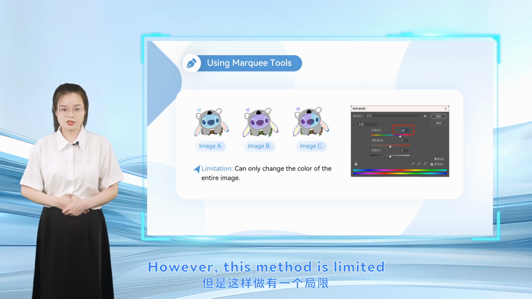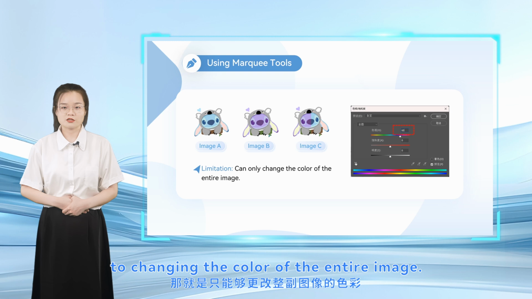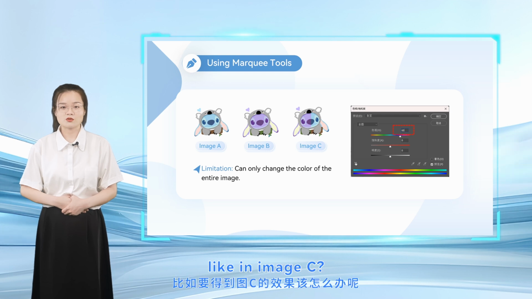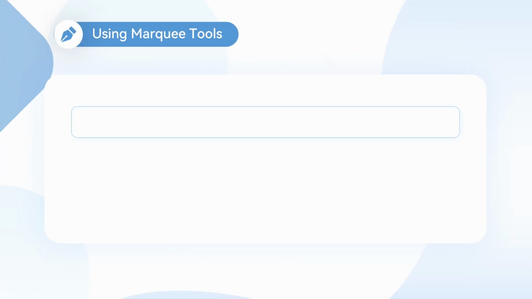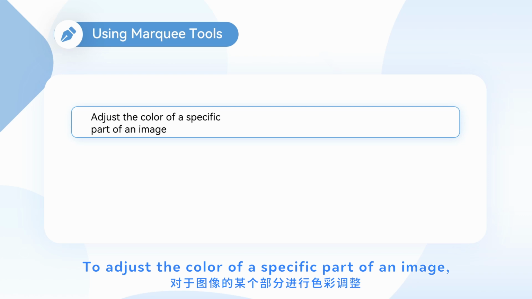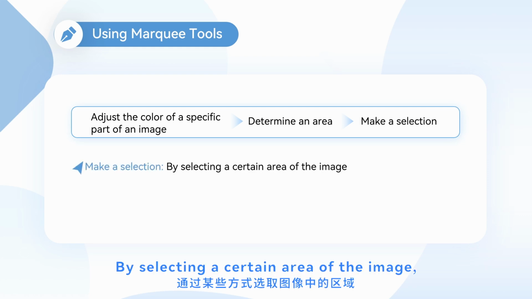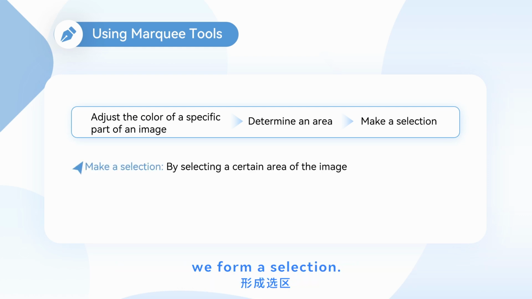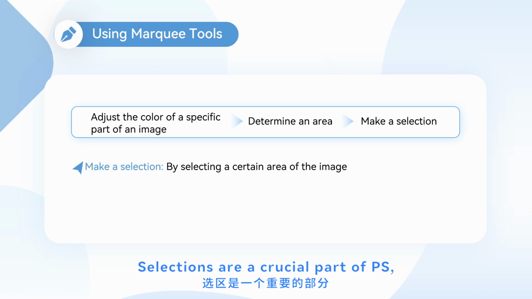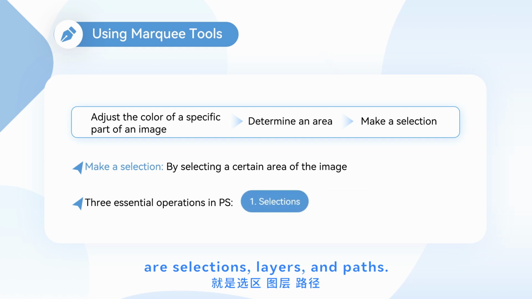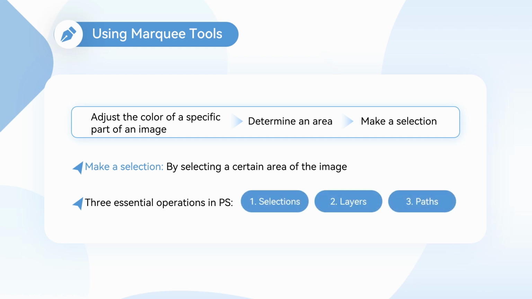However, this method is limited to changing the color of the entire image. What if we want to change the color of a specific area, like in image C? To adjust the color of a specific part of an image, we must determine an area, known as a selection. By selecting a certain area of the image, we form a selection. Selections are a crucial part of PS, where the 3 essential operations are selections, layers, and paths.